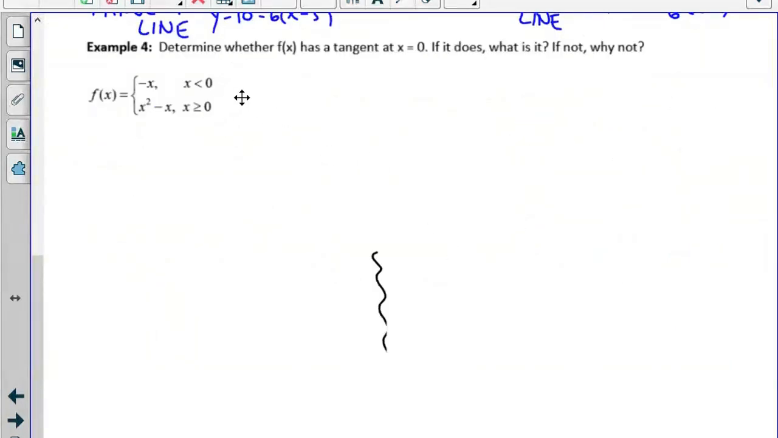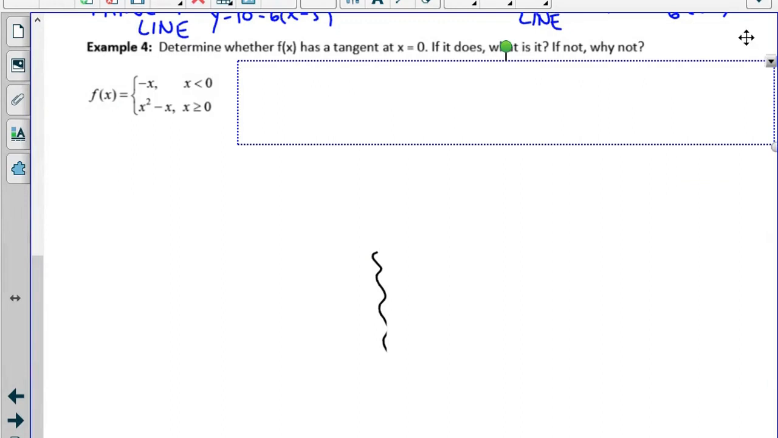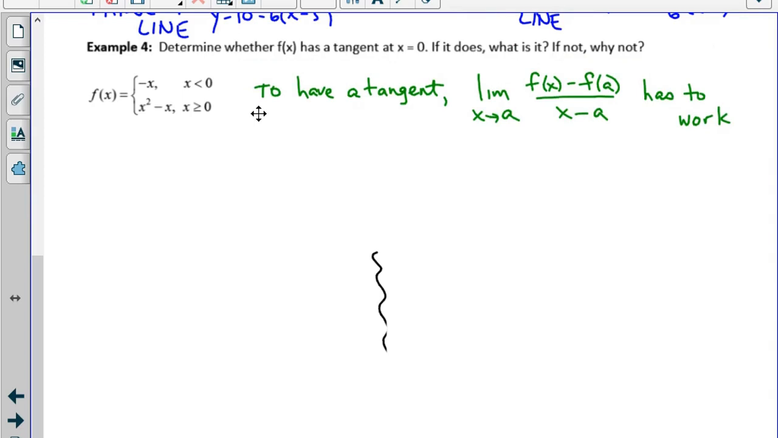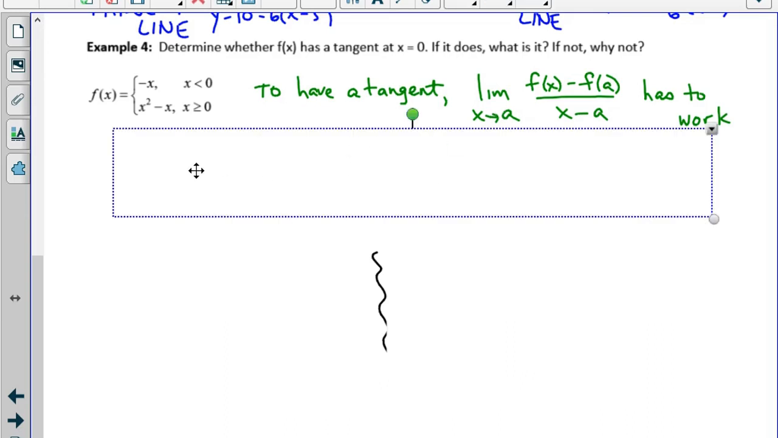Example 4, determine whether f of x has a tangent at x equals 0. If it does, what is it? If it doesn't, why not? So let's think about this for a second. If something has a tangent, that means that there's a line that can barely glaze the function without crossing it twice. Okay, so for something to have a tangent line, algebraically speaking, the limit as x approaches a of f of x minus f of a over x minus a has to exist. It has to work. I could have used method 1, but once again, I'm using method 2 just for simplicity's sake.